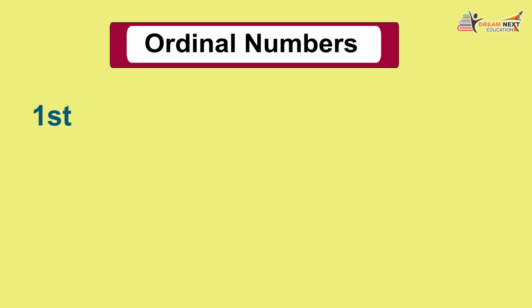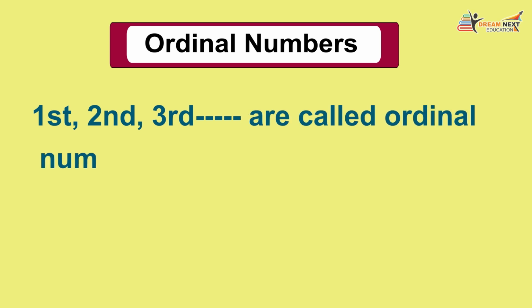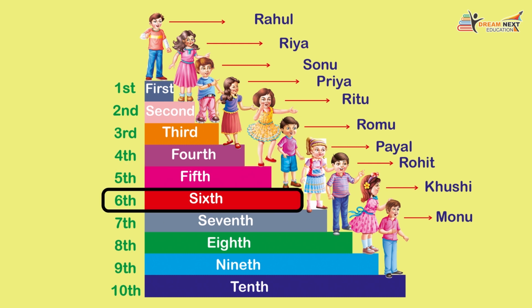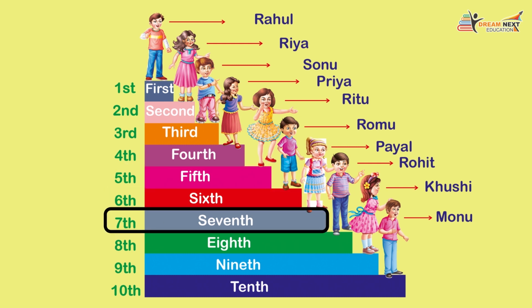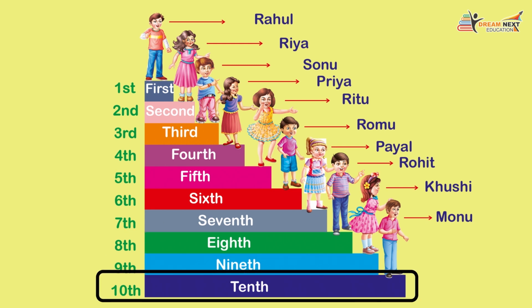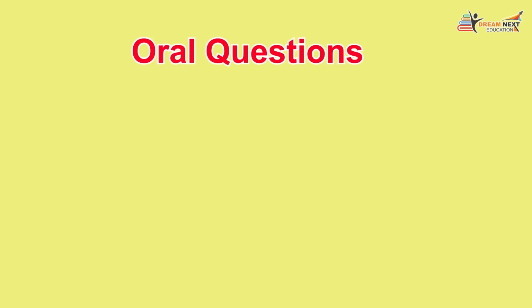Ordinal numbers. First, second, third are called ordinal numbers. First, Rahul. Second, Riya. Third, Sonu. Fourth, Priya. Fifth, Ritu. Sixth, Romu. Seventh, Payal. Eighth, Rohit. Ninth, Khushi. 10th, Monu.